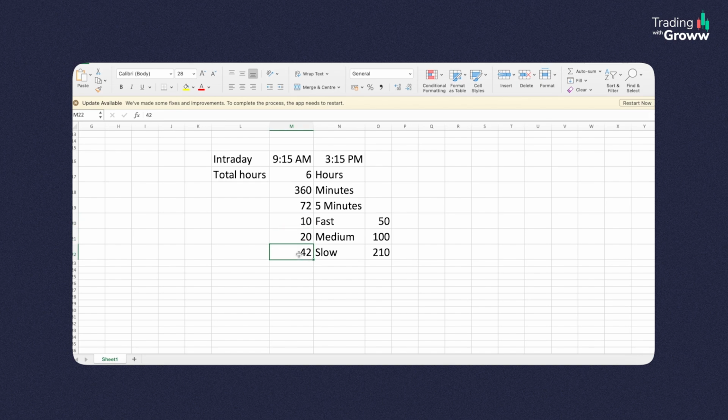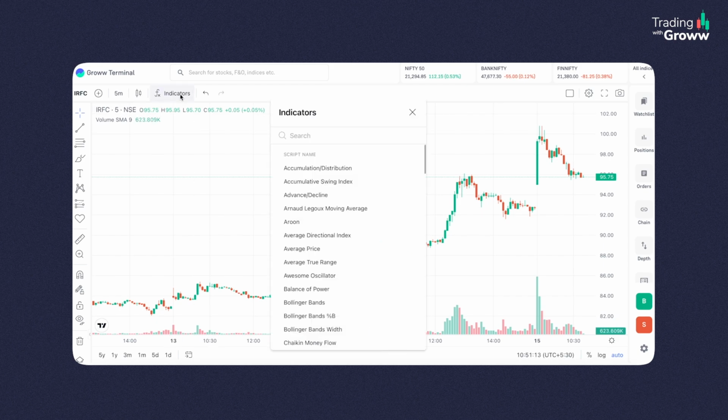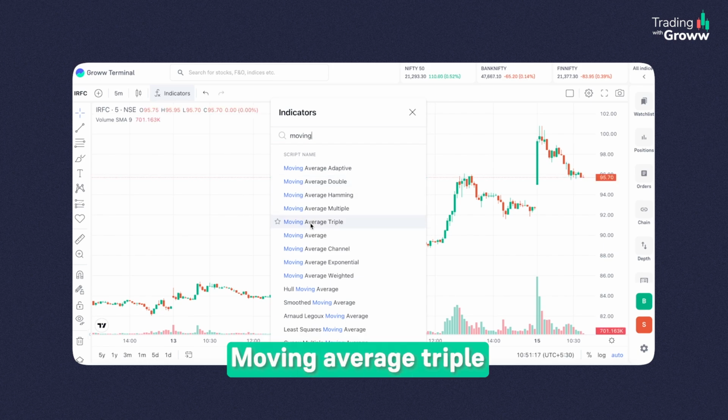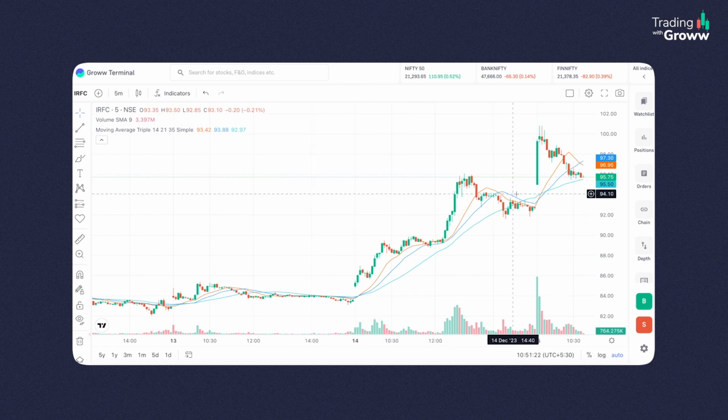So we are going to apply these three moving averages onto the charts so that we would be able to grab a trending move. Let me show you that with an example. I have opened an IRFC chart, and let me apply the moving average indicator. You type moving average, then you will get moving average triple. You just click on that, and it is going to apply the moving average onto the chart. By default, this is the moving average you get, which is 14, 21, 35. So we are going to change it.